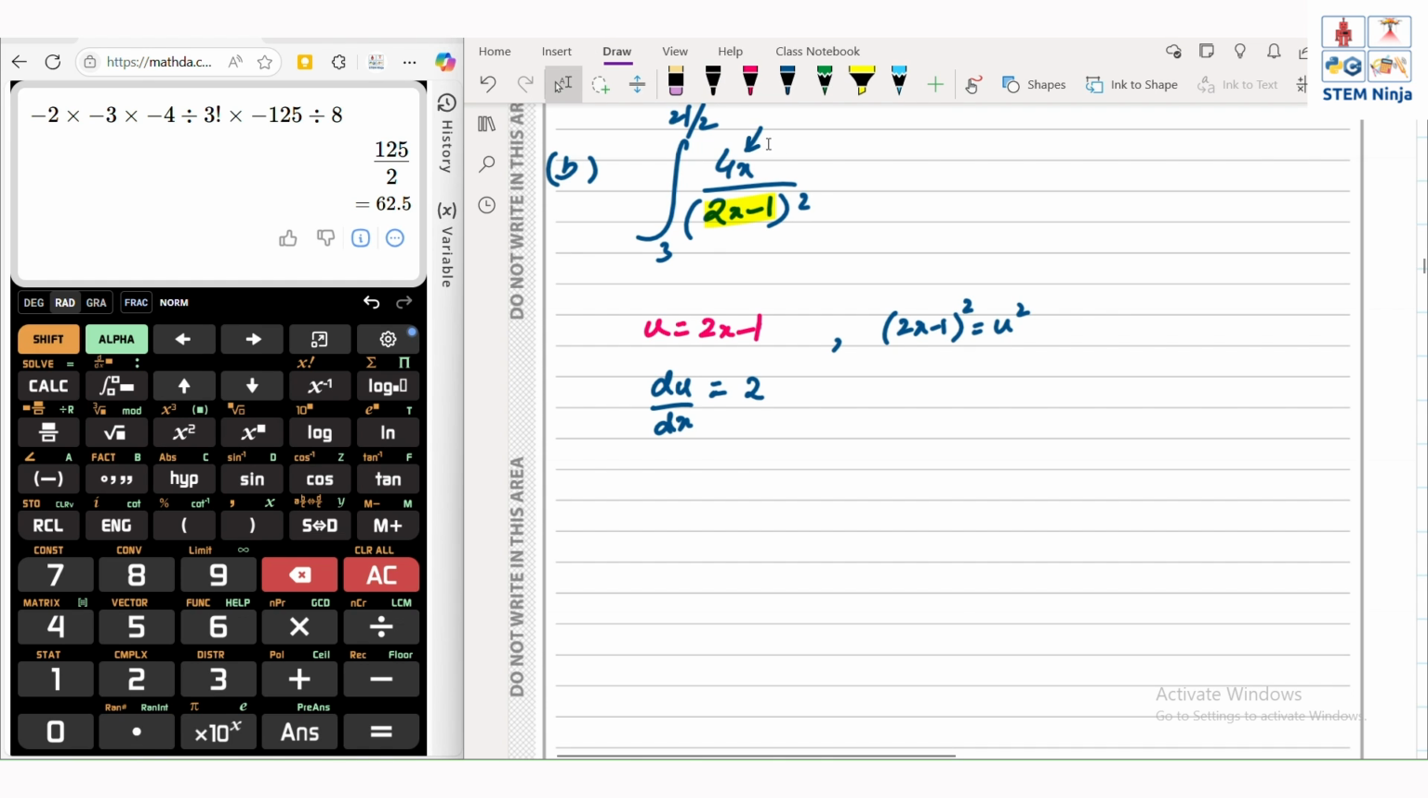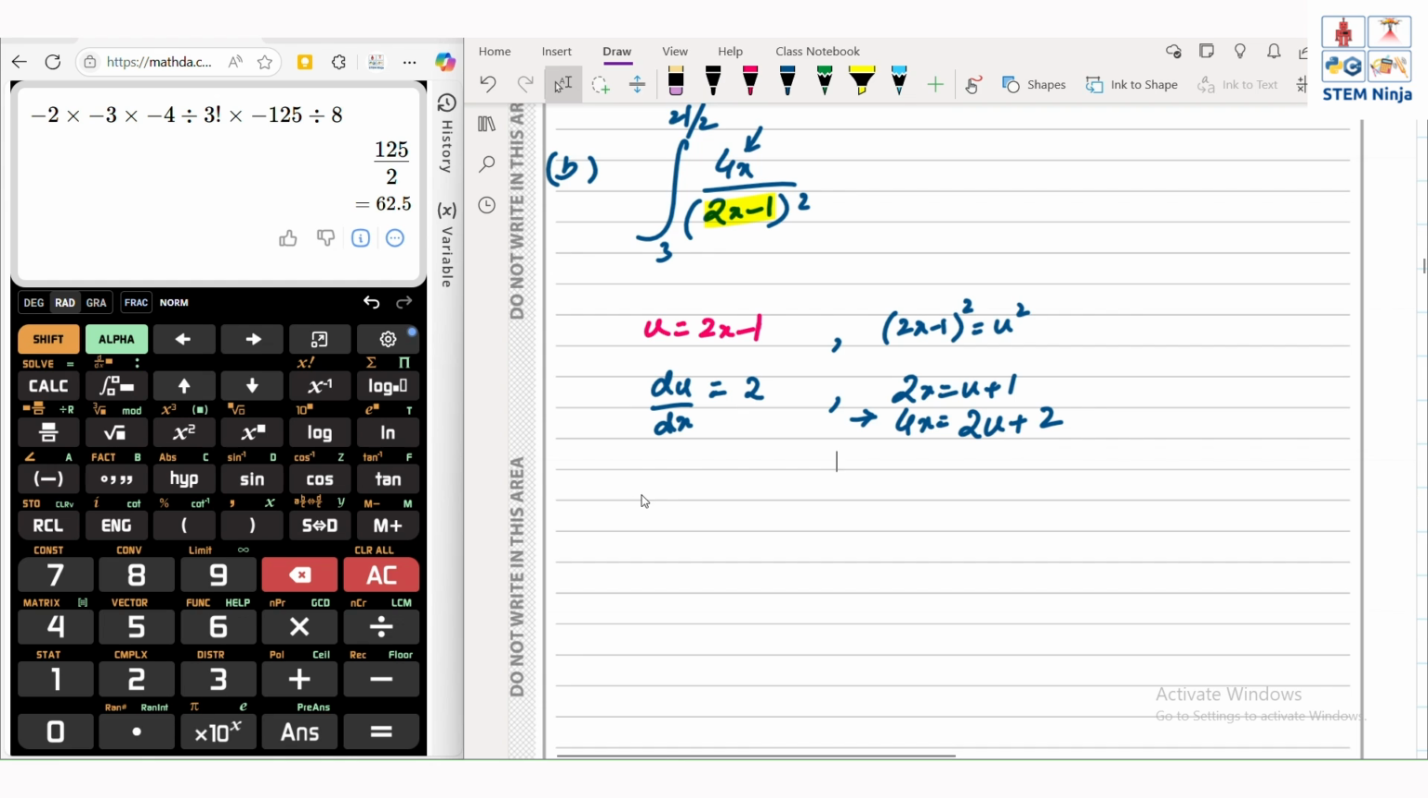And the 4x we see over here, we need to see what that is. So if 2x is u plus 1, that means 4x is going to be 2u plus 2. So this is what we are going to work with. An alternative method could be to use the square as u also, but I don't think that would be very easy because then you would find it very difficult to substitute 4x.